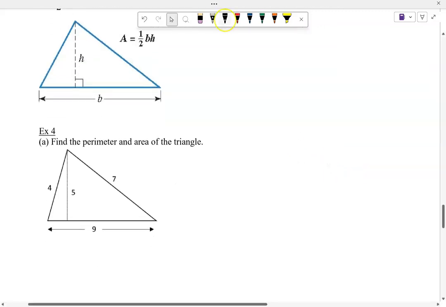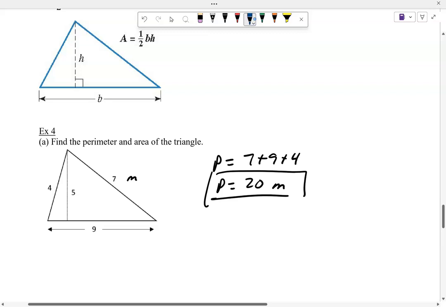Let's go ahead and first, though, on this one, find the perimeter. 7 plus 9 plus 4. So our perimeter here ends up being 20. Let's make this in meters this time, 20 meters.